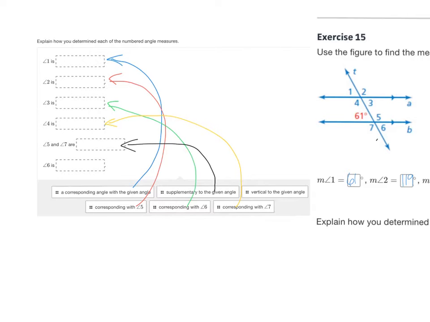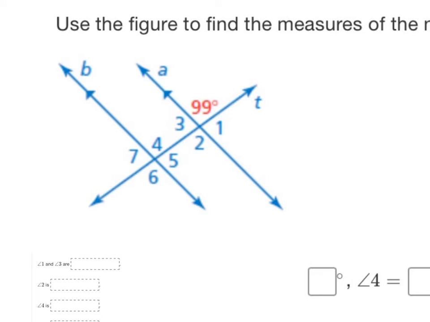The last one we have here is angle 6. And if we look at angle 6, it is directly across from the angle that's given. So remember, directly across means vertical, and so the last one is going to be vertical to the given angle because it's directly across from it.